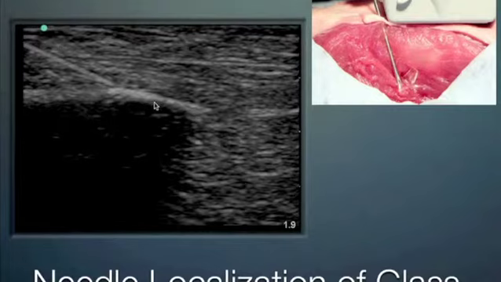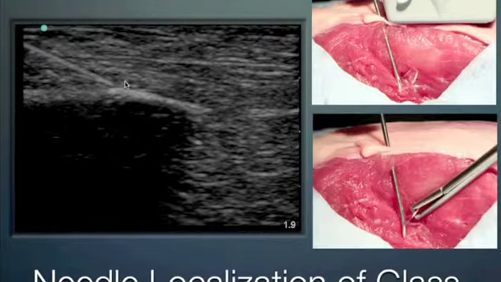This is just a tissue model here demonstrating this. Here's the needle that comes down to the glass, and then the device to grasp the glass comes down over here, and these two things come together, and that's where the foreign body, in this case glass, is. So one needle can be useful for that.